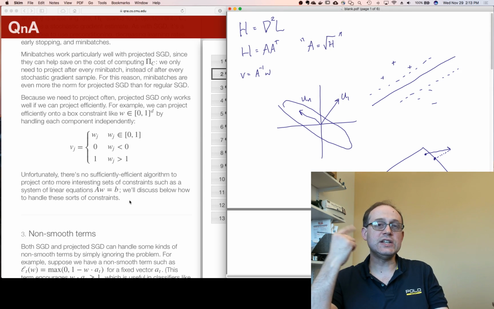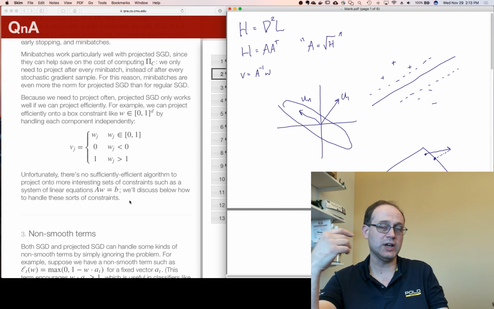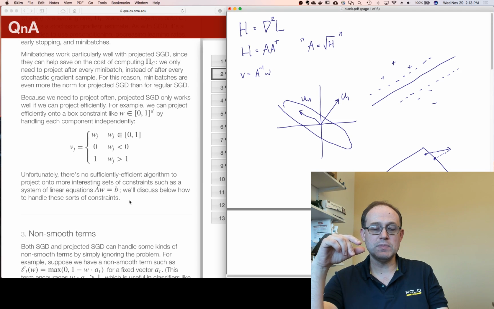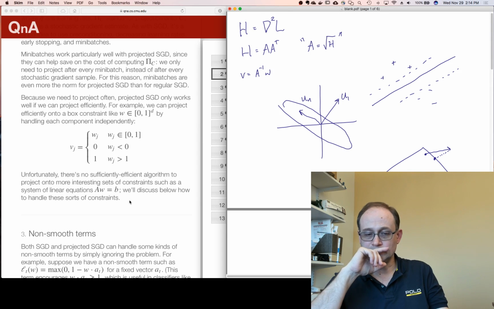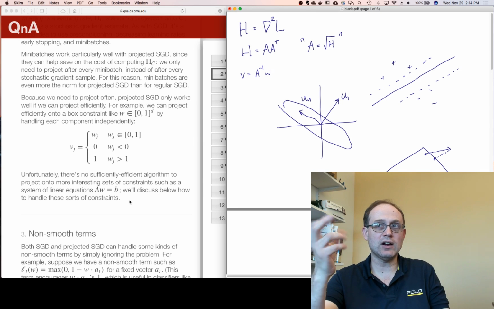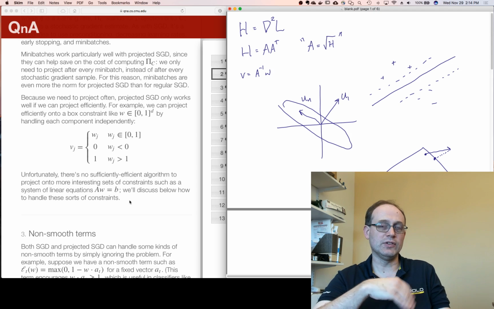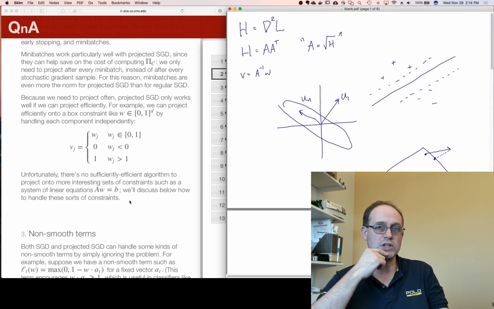Now, projected SGD is only a good idea if we can project really efficiently, because we're doing a lot of projection operations. An example of that would be where we have a box constraint, just upper and lower bounds on each one of our variables. The way you project there is for each variable independently. If it's above your upper bound, you move it down, and if it's below your lower bound, you move it up. Obviously that's pretty efficient, and so you can afford to use it in projected SGD.